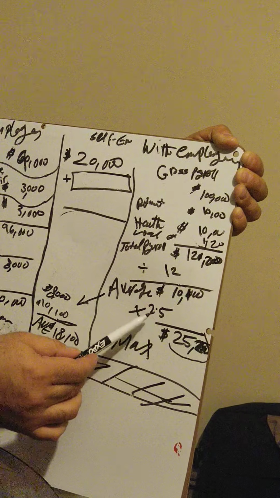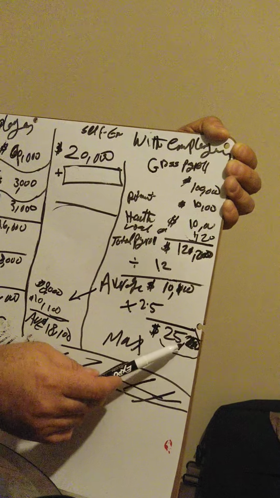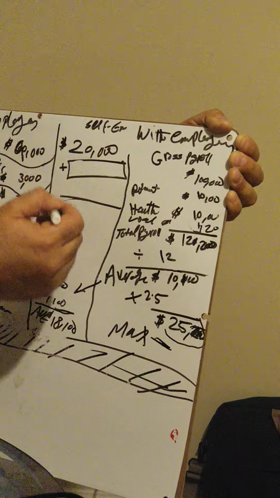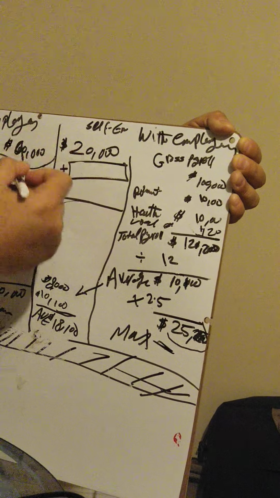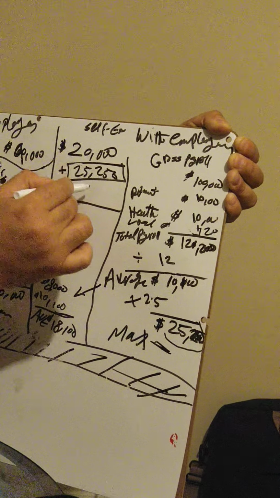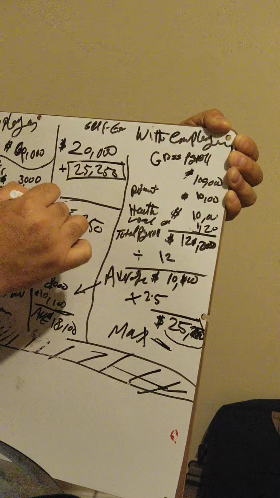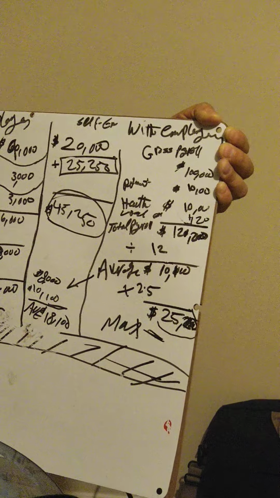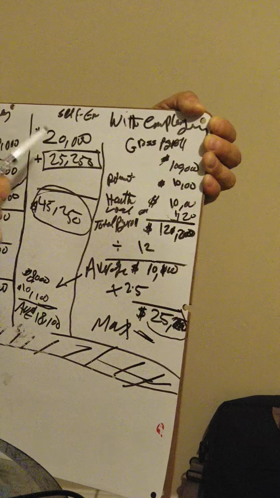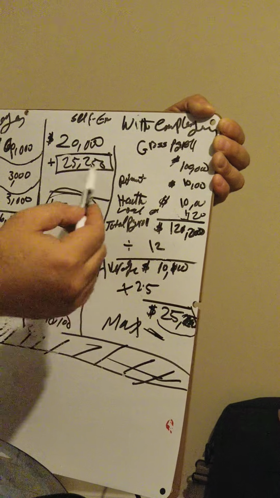You take that number, multiply it by 2.5, and it will give you 25,250. You take that number and add it to the self-employed calculation we've done earlier, and you add it here, 25,250. So it will give you 45,250, and that is your maximum loan amount. That's what you can get. That's just for self-employed people with employees. That's how we calculate: calculate your portion first, and then the normal calculation of the payroll.